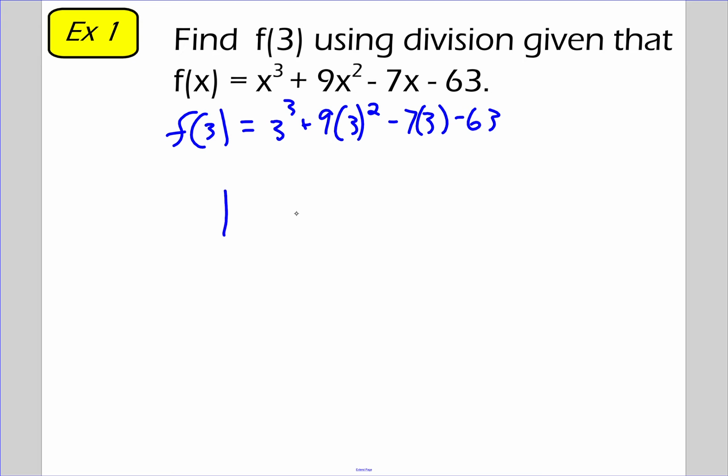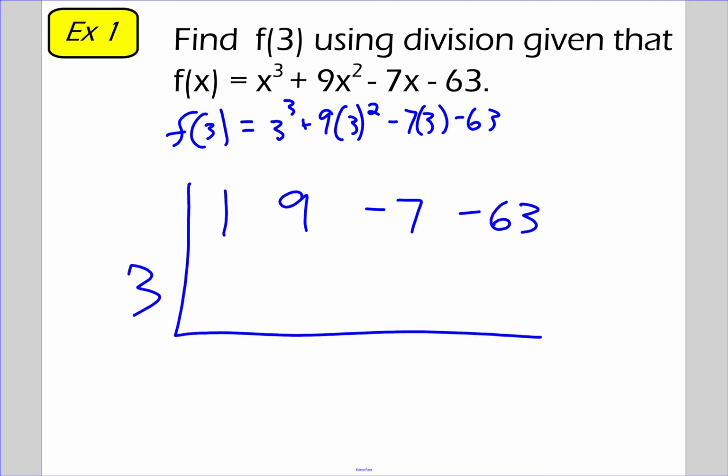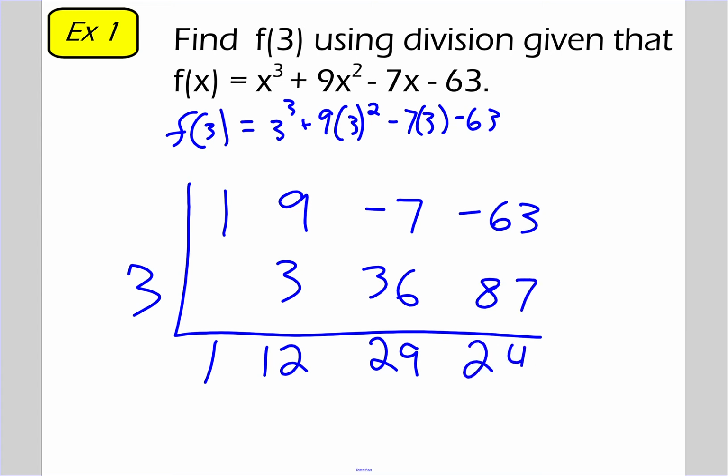So we've got 1, 9, -7, and -63, and we're going to use the value of 3 right here. So we bring the 1 down, we multiply, we get 3. We add and get 12. We multiply and get 36. When we add, we get 29. Multiplying, we get 60 plus 27, that's 87. And then when we add here, we get 24. So what this tells us is that f of 3 is equal to 24.